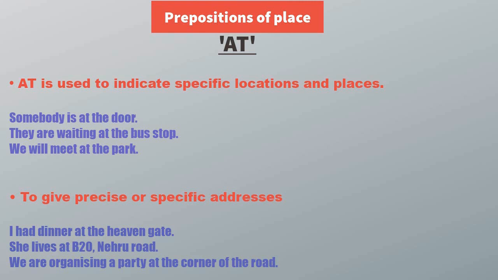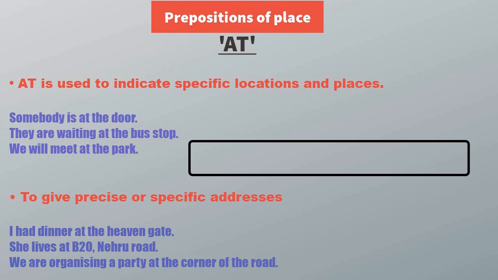Getting the point? We are organizing a party at the corner of the road. Try to understand it. Do not try to follow the rules, try to understand the usage, guys. At the corner of the road, pointing out a particular location. If this is the road I'm talking about, I'm pointing out a particular location. That is where the party is going to be.